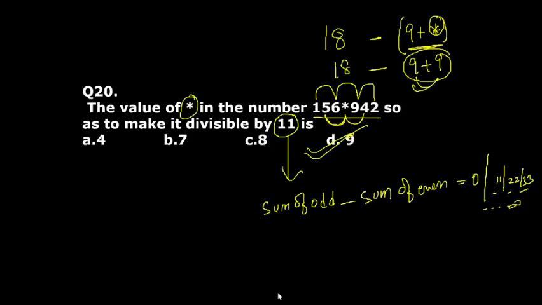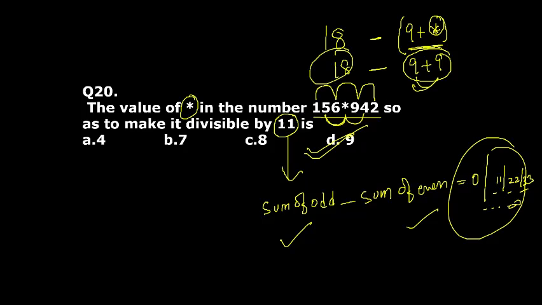So are you getting 9? Good, 9 is the correct answer. Just add the alternate values. Odd position minus even position, that difference should be 0. So if this is 18, the next should also be 18. So star should be 9.